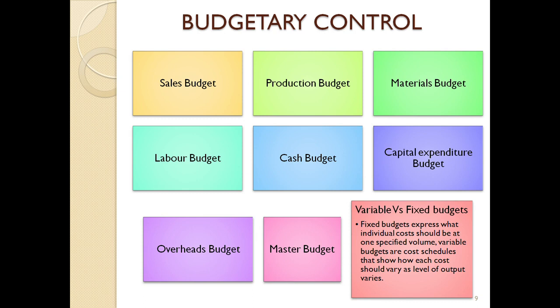Then we have the capital expenditure budget, which relates to the capital investment that you are doing. You all have studied this in accounts. Say we have to purchase some plant and machinery, some furniture, any fixed asset, any capital that you are investing in, then you prepare a capital expenditure budget. Then we have the overheads budget.